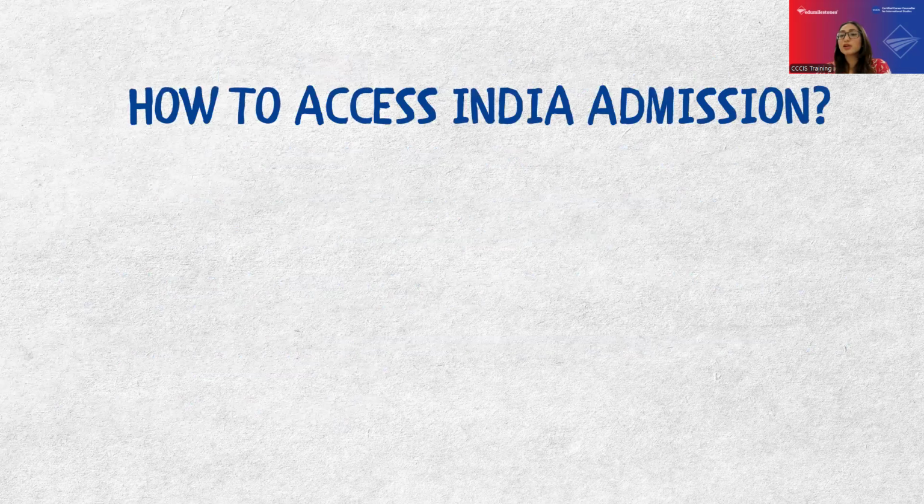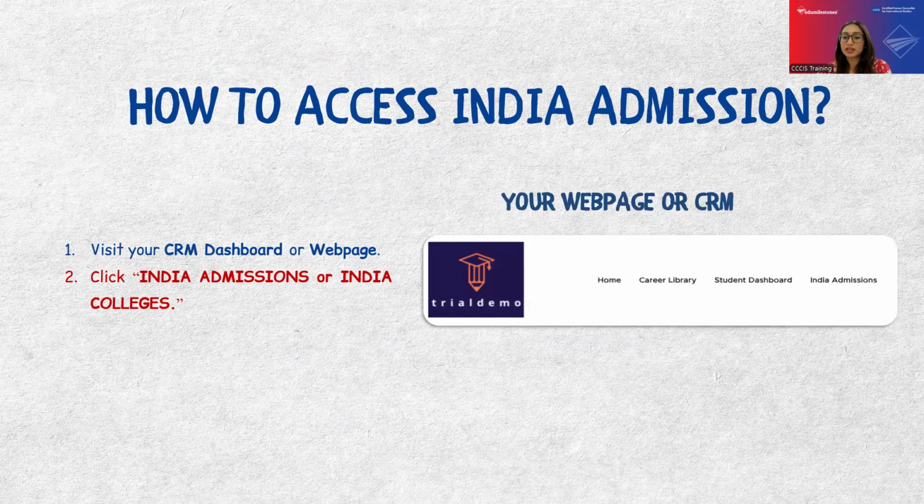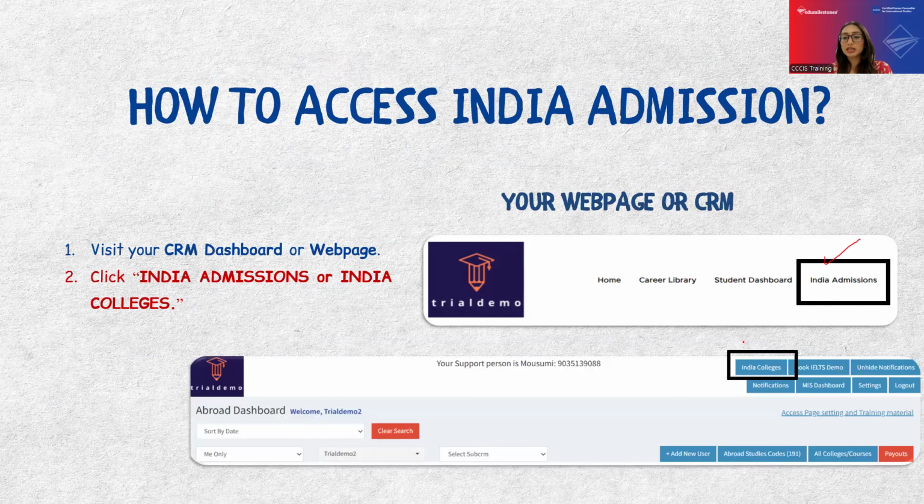Now let's see the process. Very simple. First of all, where to find this India admission? So you have the web page and you have the CRM. On your web page, on the top, if you can see, there will be the option of India admissions, right? On the top. And in your CRM, it will be here, India colleges. You will find all the options.